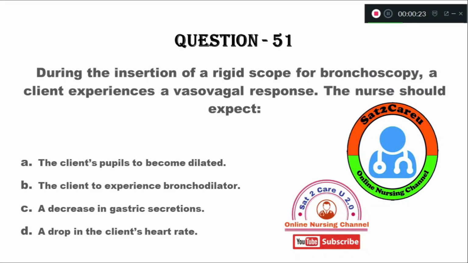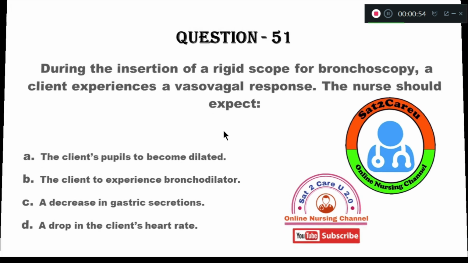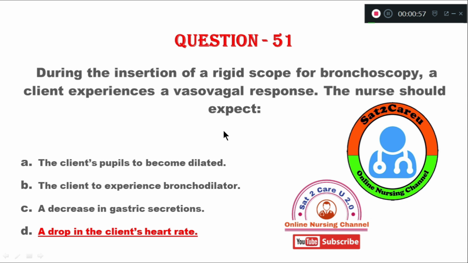During the insertion of a rigid scope for bronchoscopy, a client experiences a vasovagal response. The nurse should expect option A, the client's pupils to become dilated, option B, the client to experience bronchodilation, option C, a decrease in gastric secretions, option D, a drop in the client's heart rate. So when there is a vasovagal response due to the insertion of the bronchoscope, it can cause a decrease in the heart rate of the client.